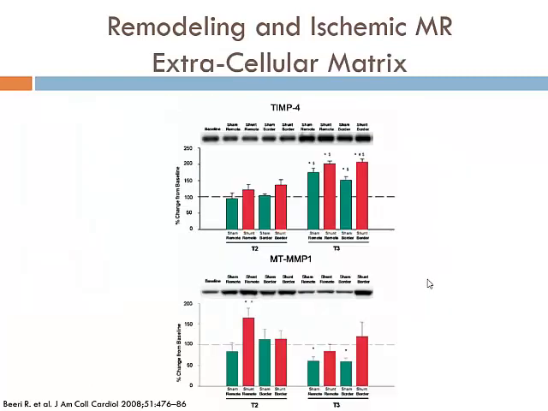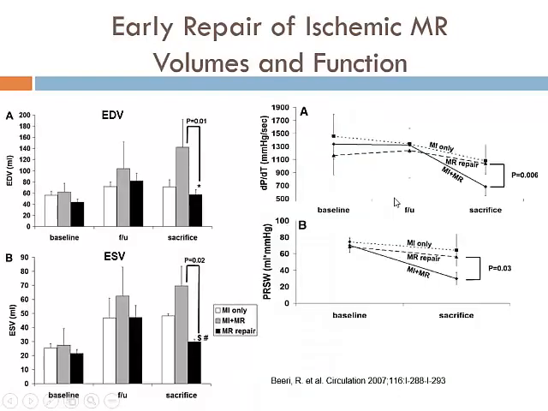Looking at the extracellular matrix in that time, we've seen in these animals that have had mitral regurgitation a more pronounced activation, both of the enzymes that are causing matrix degradation, but more so of enzymes like tissue inhibitor of matrix metalloproteinase 4 that are causing matrix stabilization, meaning more fibrosis.